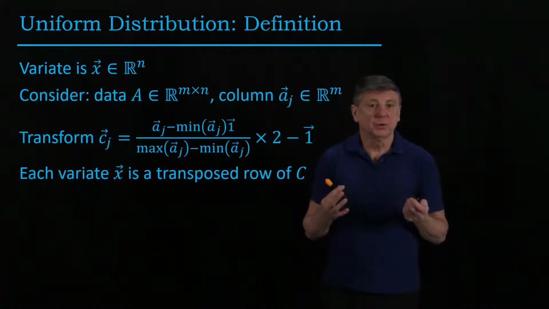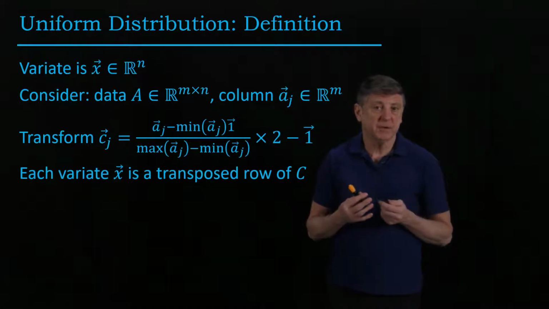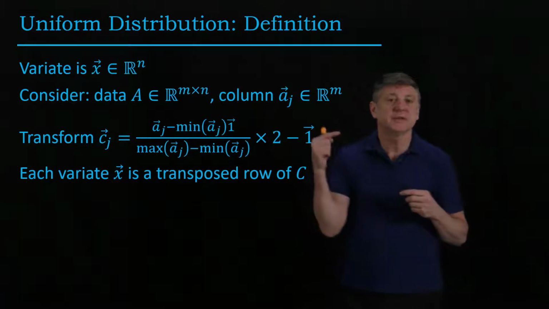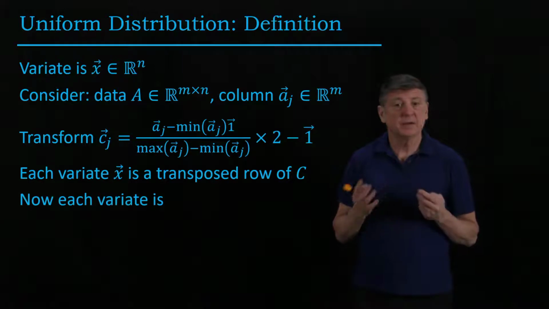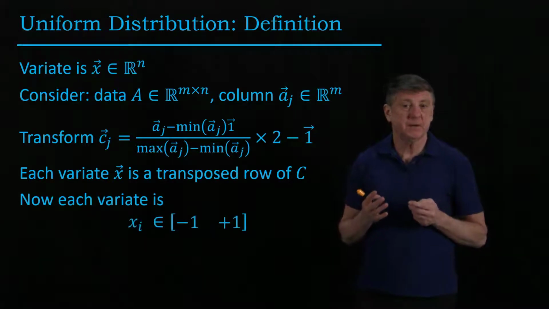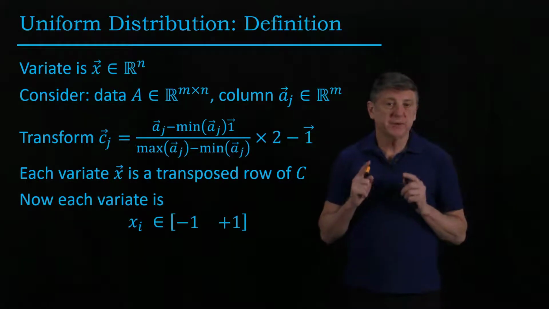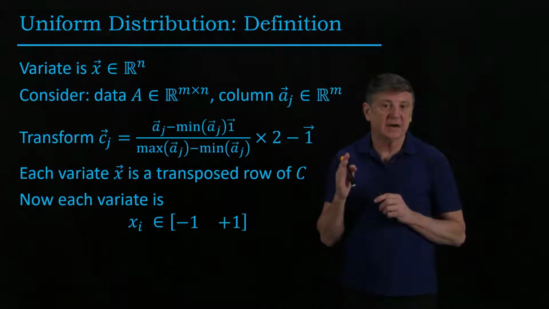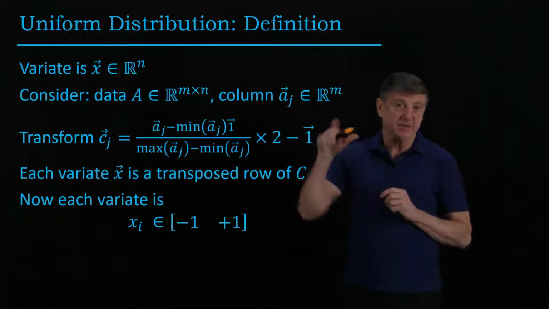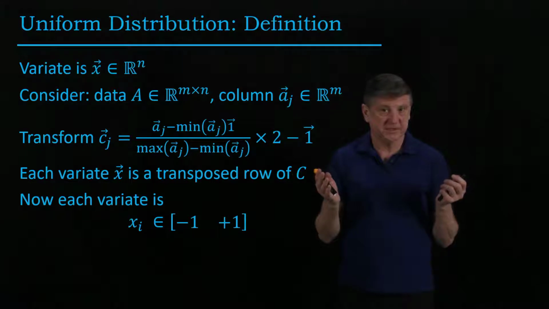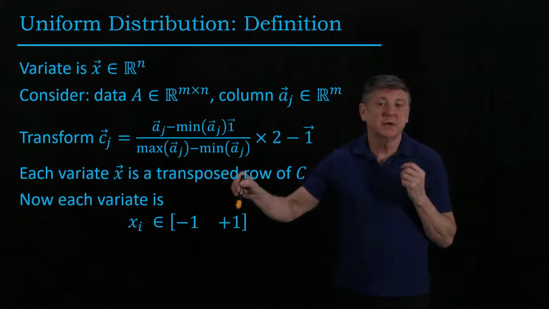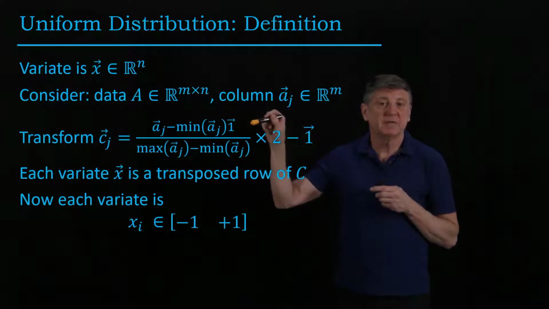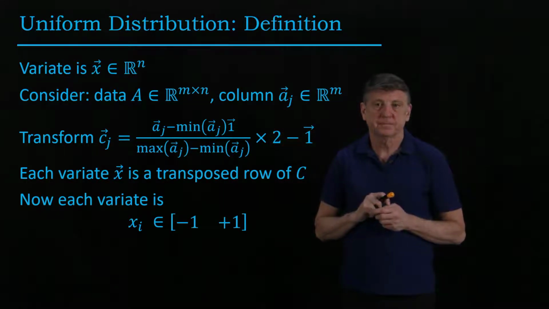We'll take this statistical variate, which is x, and suppose that it's a row of c, and then we transpose it. So each variate can be represented as an entry of x, where x is a transpose, because that's how statistics likes to do things, and this will vary between -1 and +1 because of our normalization formula.